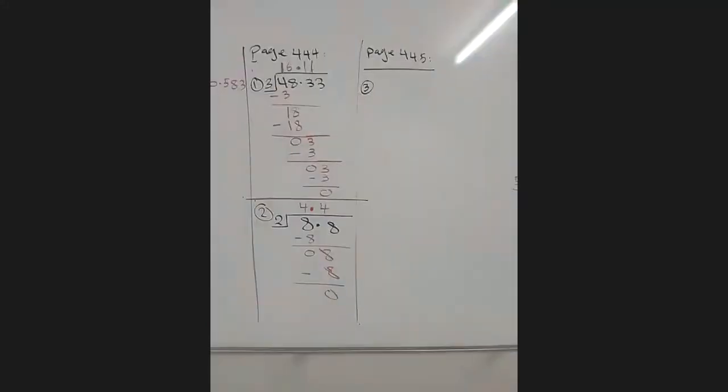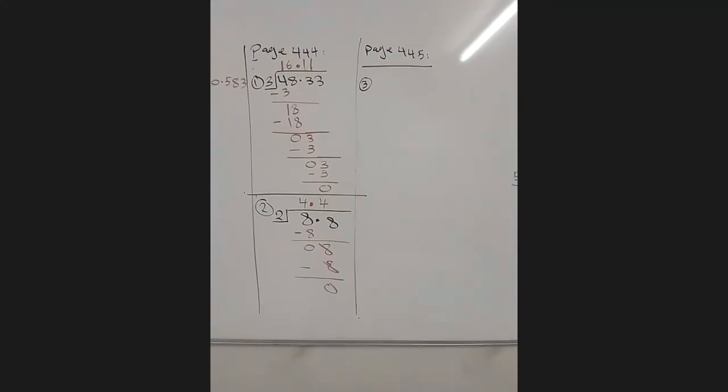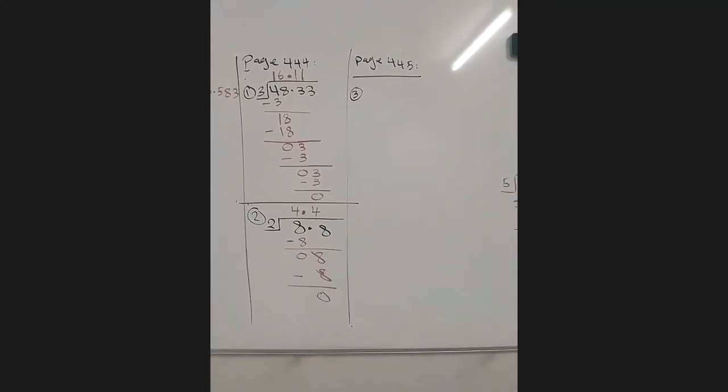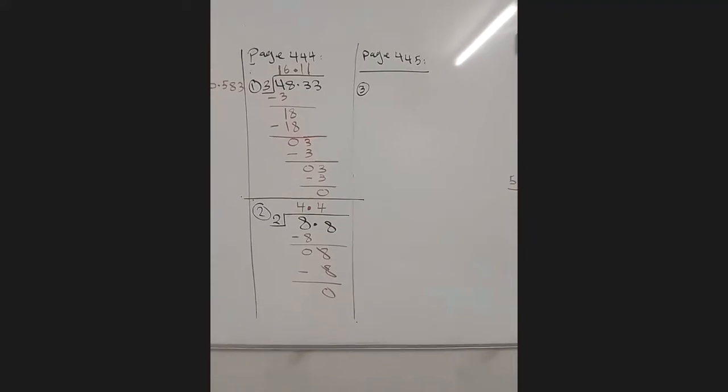Next one, question 3. The next page, page 445 now. On this page, we will try to do the odd numbers, guys, okay? In page 445, we'll do the odd numbers, 3, 5, 7, 9, and go on.